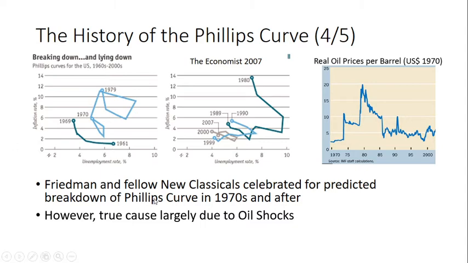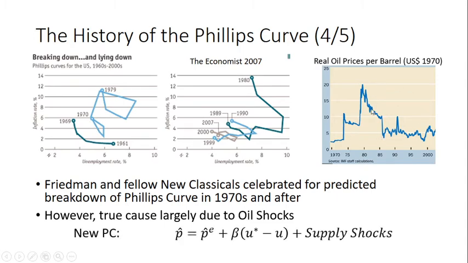So whether or not Friedman really could have seen the oil shock coming, that doesn't seem to be quite true. So the reason for this breakdown in the Phillips curve isn't the expectations necessarily, but a much bigger determinant is simply the fact that oil went up through the roof.